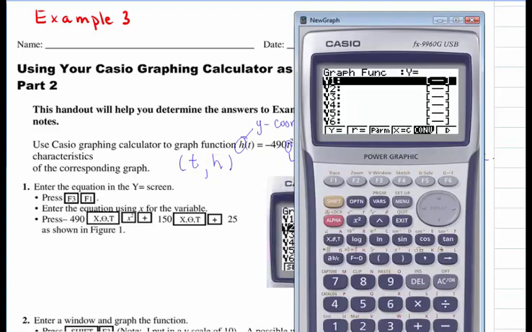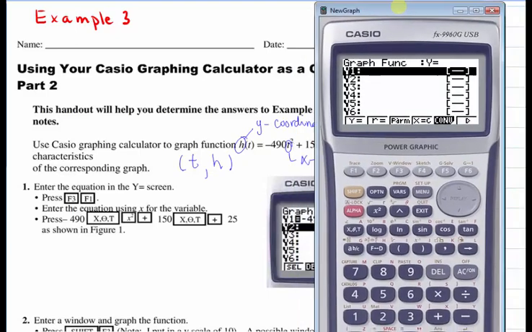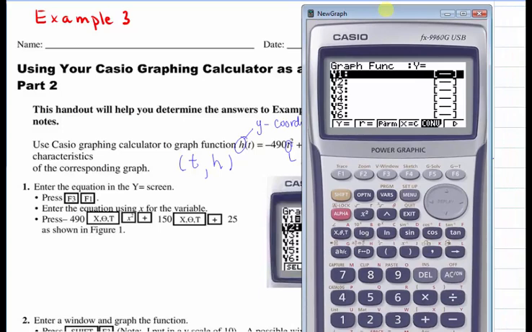All right, so we're going to start by entering our equation into the graphing calculator. Okay? Now, if you find that you're not in the y equals screen, then you want to make sure that you are. So you want to go to type, which is F3, and then you want to choose y equals, which is F1, and will put you into that screen.